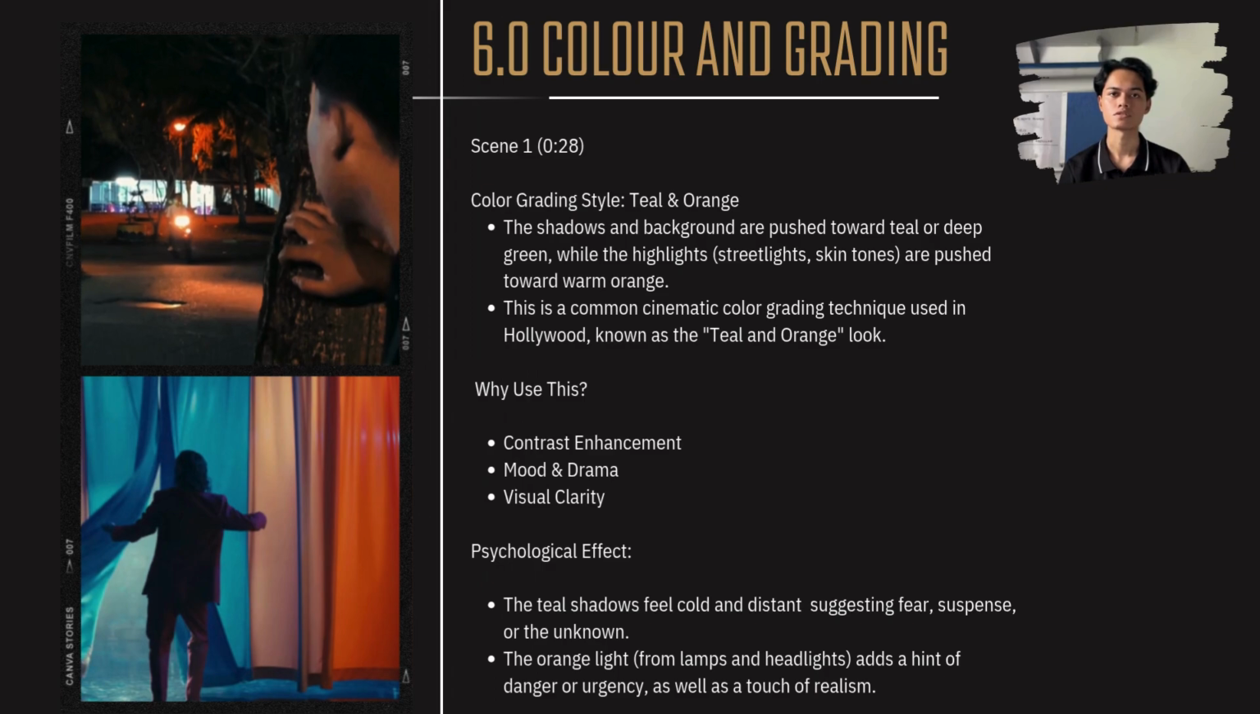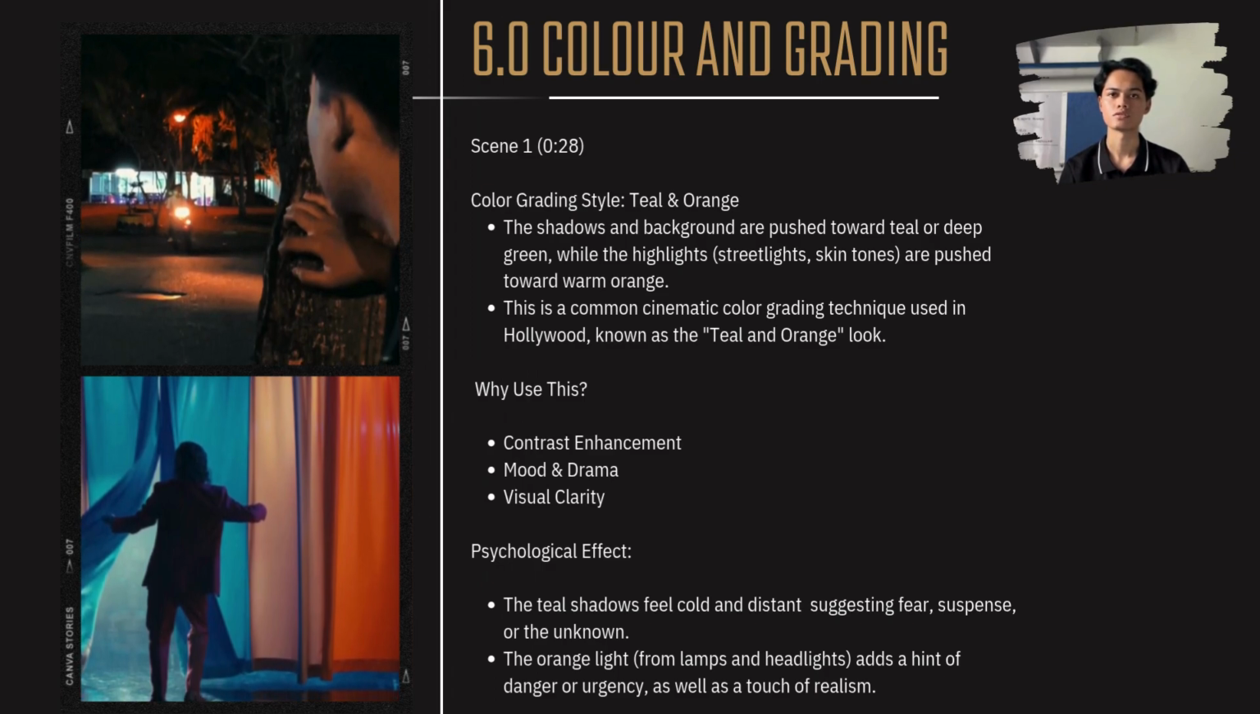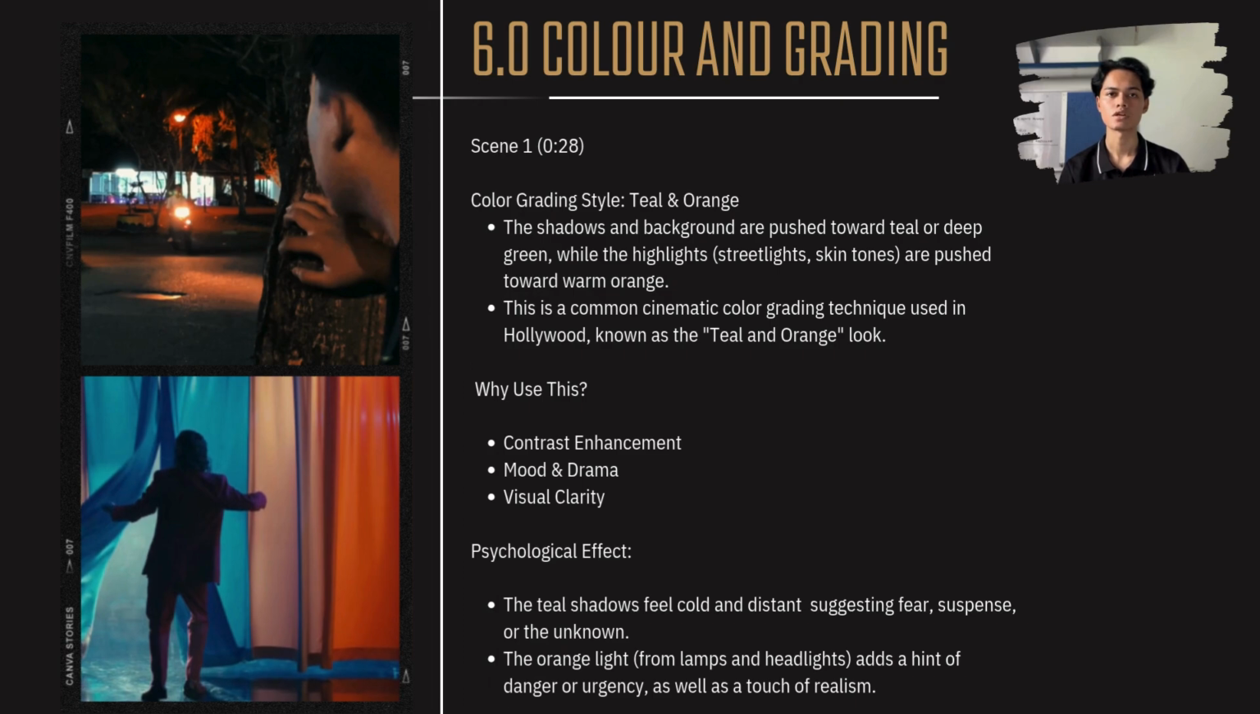The first grading style we use is teal and orange. The shadows and background push toward teals or deep green, while the highlights, such as street lights, are warm orange. This is a common cinematic color grading technique used in Hollywood, known as teal and orange. It is used for contrast enhancement.